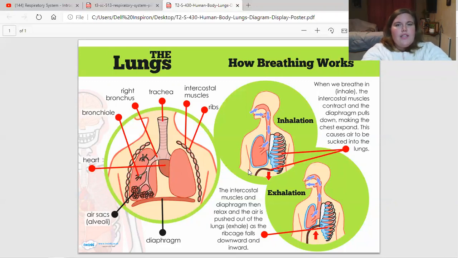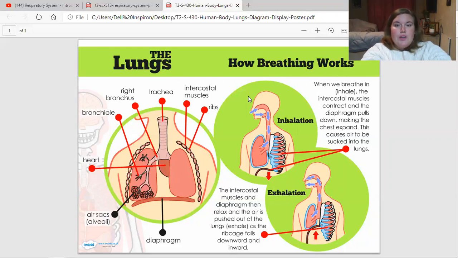So let's take a look at what's on the screen today. We can see that there is a nice diagram over here, and I'm not going to go in depth with it because we will do that later. But let's take a look at all the different components of this diagram. We have ribs, intercostal muscles, a trachea, the right bronchi, bronchioles, a heart, the air sacs or the alveoli, and a diaphragm.